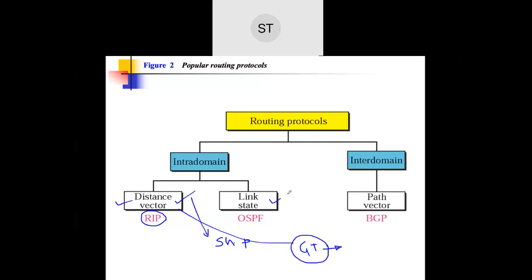Then the link state algorithm. Because here distance alone is taken into account, whereas in link state, the state of the link, that is traffic and other parameters, will be taken into account. Then in inter-domain routing, the Border Gateway Protocol, which is based on the path vector.